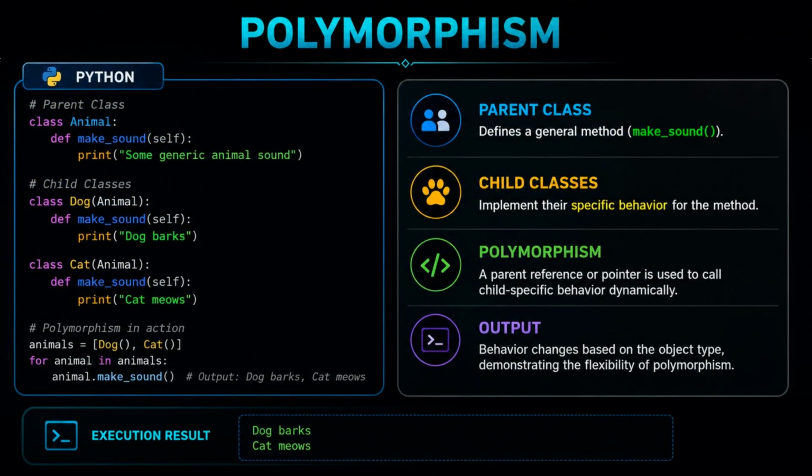And here's polymorphism one more time in Python. Dog and cat both inherit from animal and override make_sound with their own behavior. No special virtual keyword needed, since Python resolves this dynamically by default. Calling make_sound on dog and cat objects produces different output for each, exactly matching the Java and C++ versions.